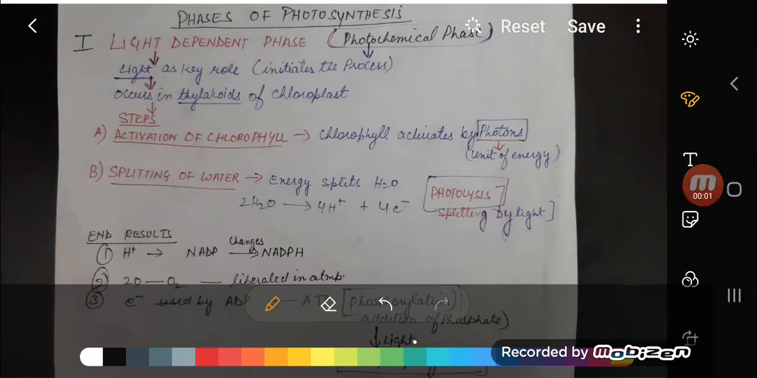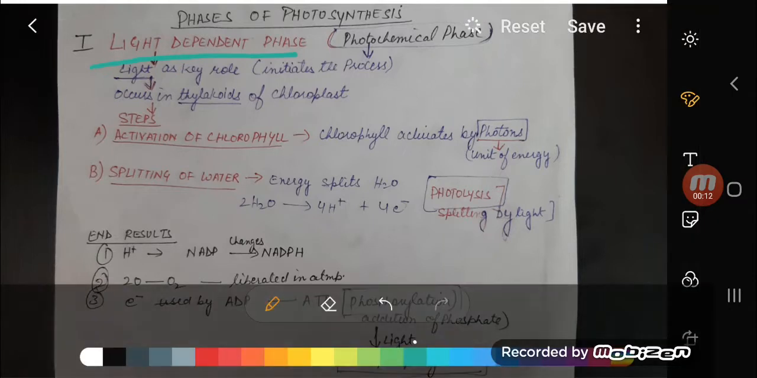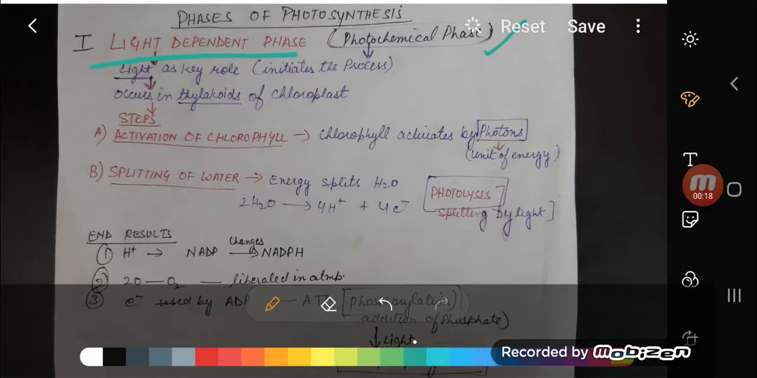Photosynthesis occurs in two phases. One is your light dependent phase and one is your dark phase. First we are going to discuss the light dependent phase. From the name, we can guess that this process occurs in presence of light, and that is why it is called the photochemical phase. Photo means light, chemical phase means reaction.